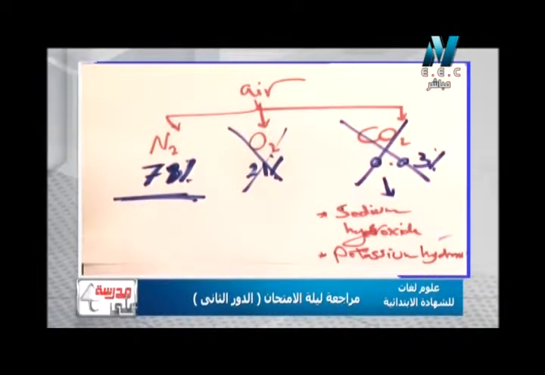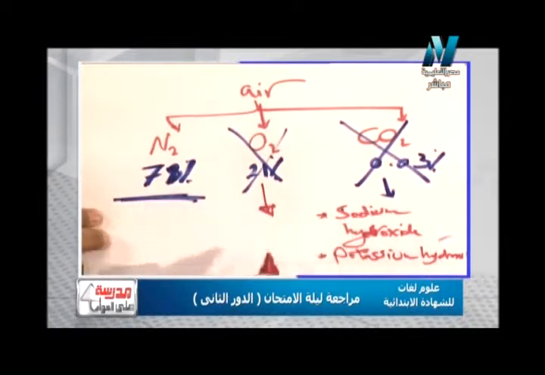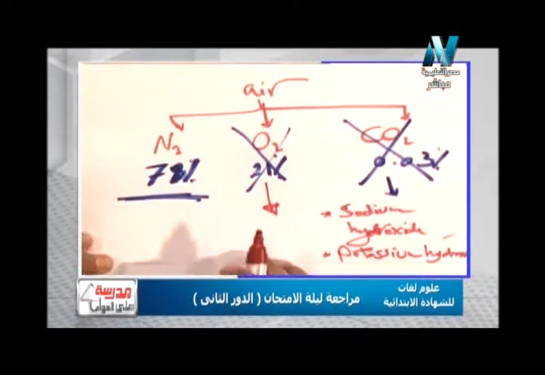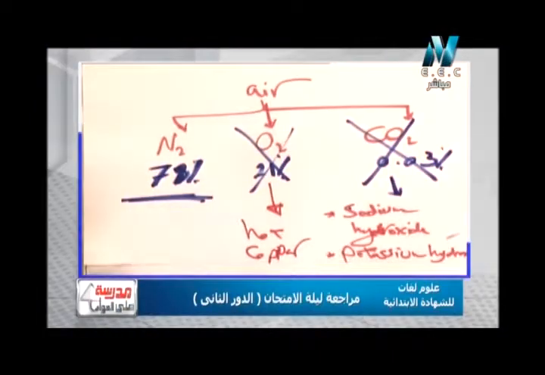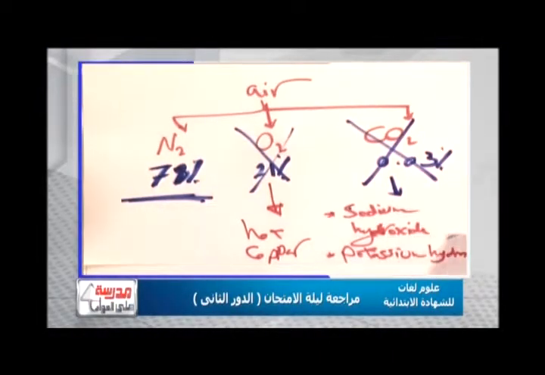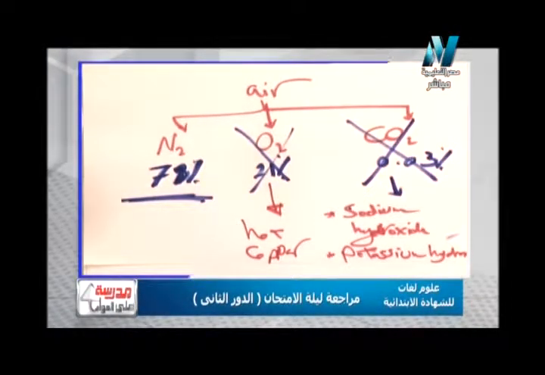So how can I remove oxygen gas? إزاي بقى نشيل oxygen gas? I have a very important substance, مادة مهمة قوي, which is hot copper. Hot copper is a substance that absorb oxygen gas. Again, hot copper is a very important substance that absorb oxygen gas. So if I removed the oxygen gas and the carbon dioxide gas, so I will have at last nitrogen gas, which is the most important and the most abundant gas in the air, and it's used in many industries, many uses, and it has many importances in our daily life.